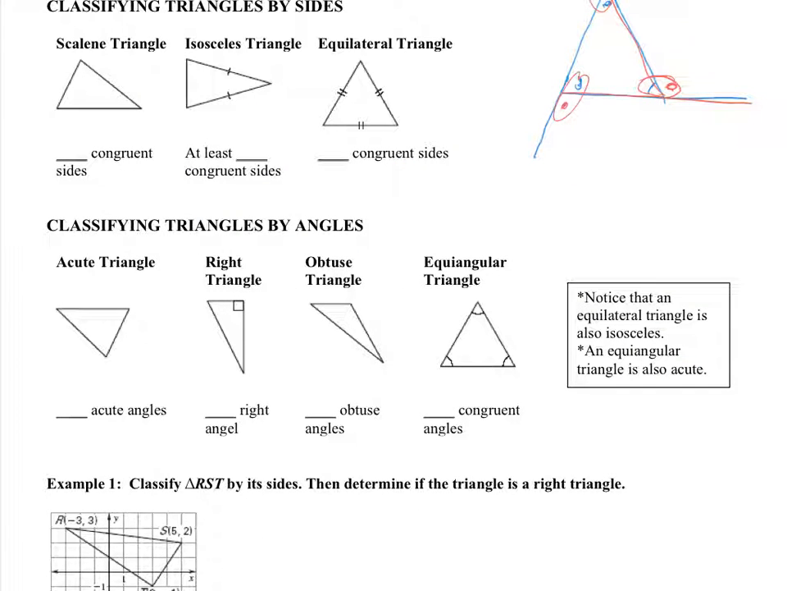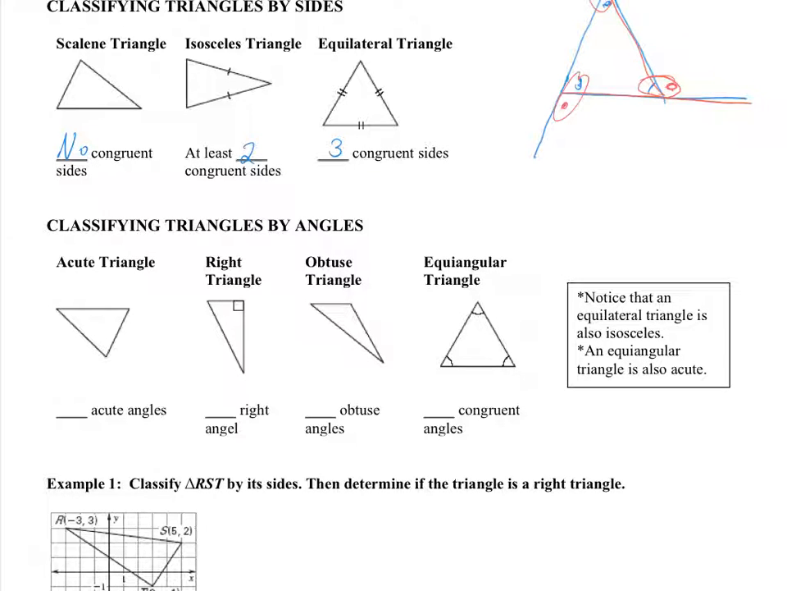Okay, I'm going to review some names of triangles. So remember, the scalene triangle has no congruent sides, meaning all sides are of different lengths. And the isosceles triangle has at least 2 congruent sides. And the equilateral triangle has 3 congruent sides.